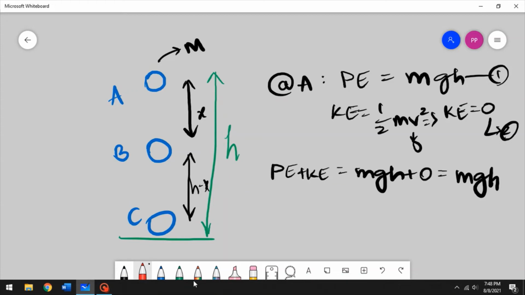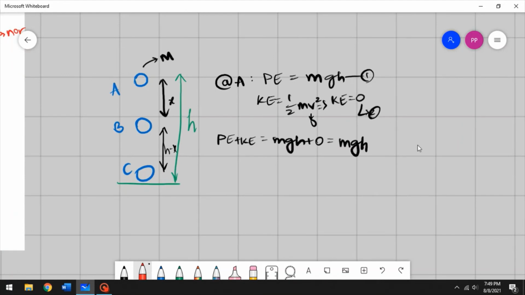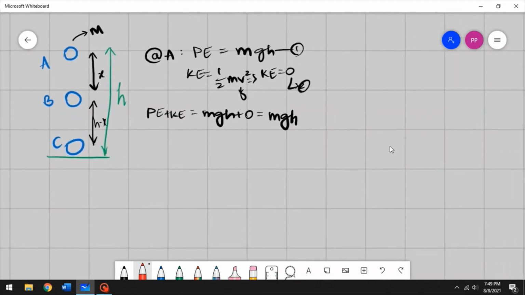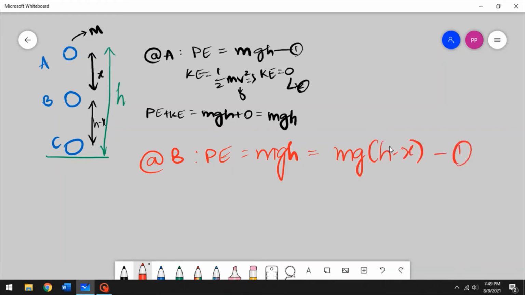Now let me zoom out a little bit here because I need space. So at B, the formula for potential energy is mgh. And at this point, h is h minus x. So mg(h minus x). That is potential energy, equation 1.